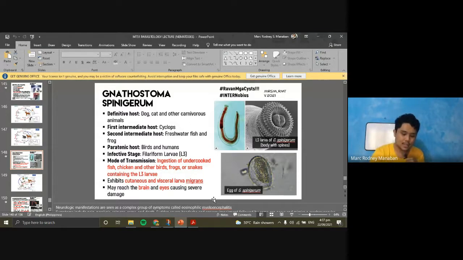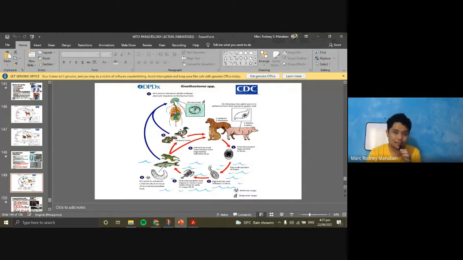So again, humans, the life cycle. Humans are accidental hosts. Again, when we eat the host, either fish or frog or even snakes and birds, undercooked or raw, the larva migrates to other organs, visceral and cutaneous larva migrans, and can reach the brain. And once in the brain, it can cause severe infections and complications and even death.